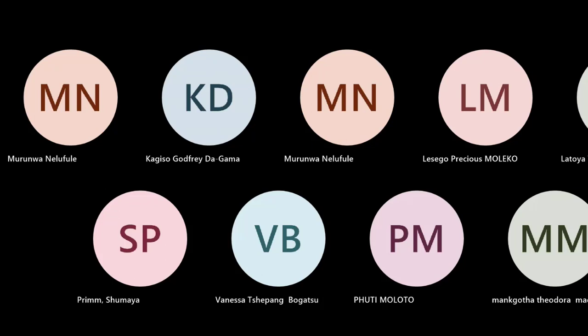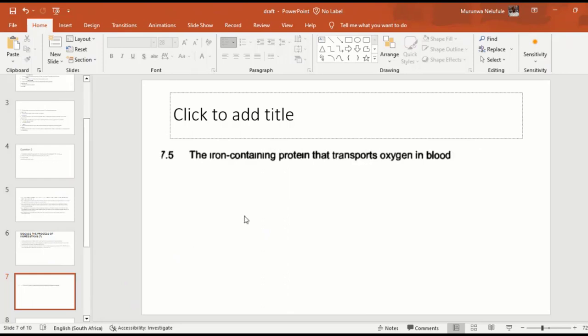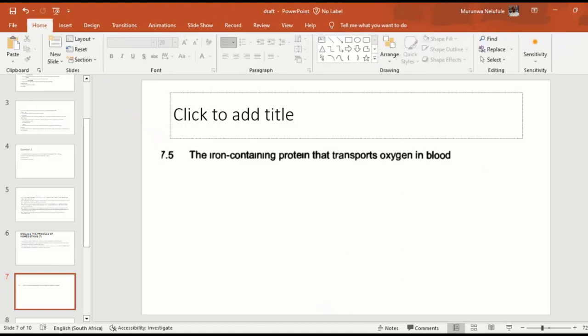And the question is: an organism that is capable of both heterotrophy and photosynthesis. The iron-containing protein that transports oxygen in the blood. What is it? We talked about this.